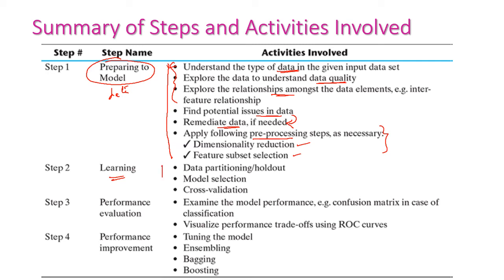The second one is model learning. In this step, data partitioning, model selection, and cross validation are done. In step 3, performance evaluation, two things are done: examining the model performance and visualizing the performance trade-off. That is done in step 3.